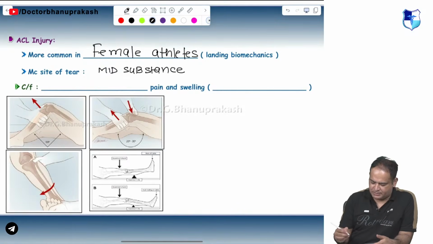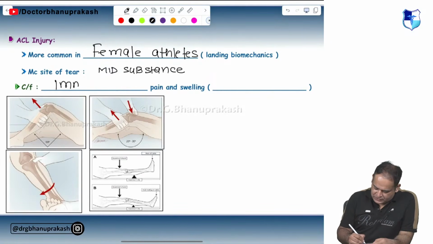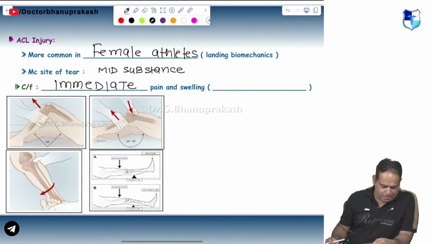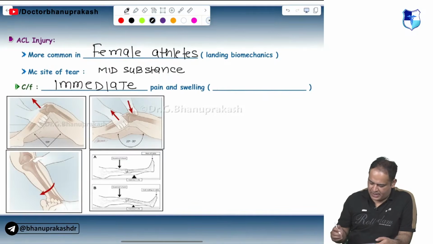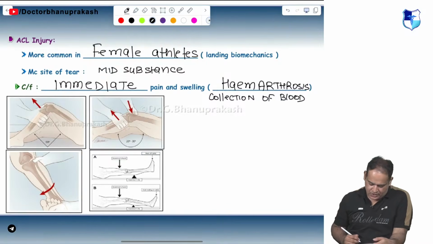Mid substance. Fine. Clinical feature, this word is important. There will be immediate pain and swelling. The swelling is due to hemarthrosis. Hemarthrosis means collection of blood in the joint.